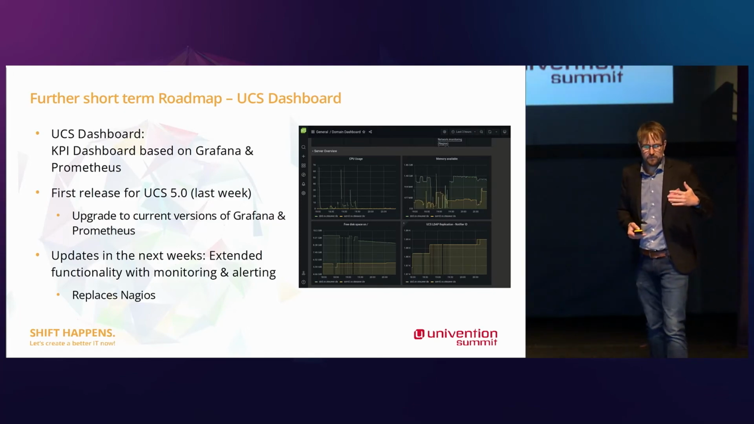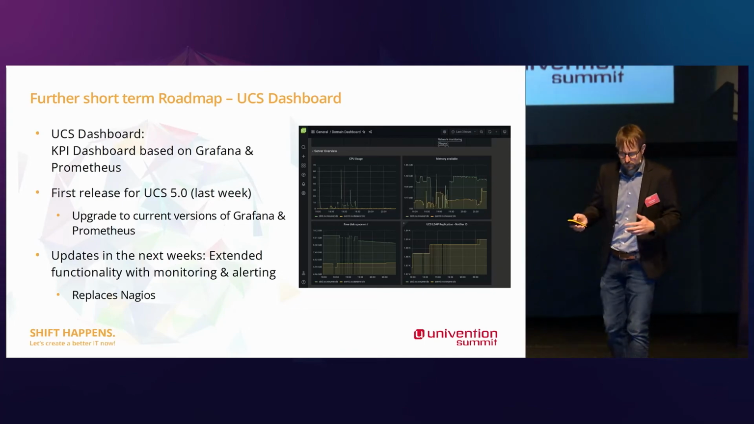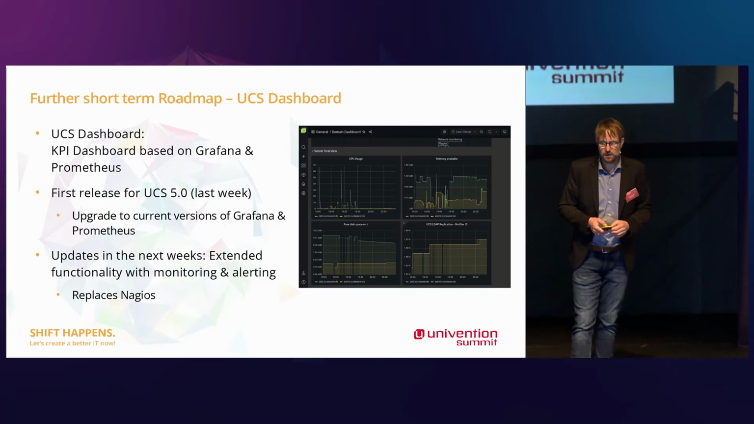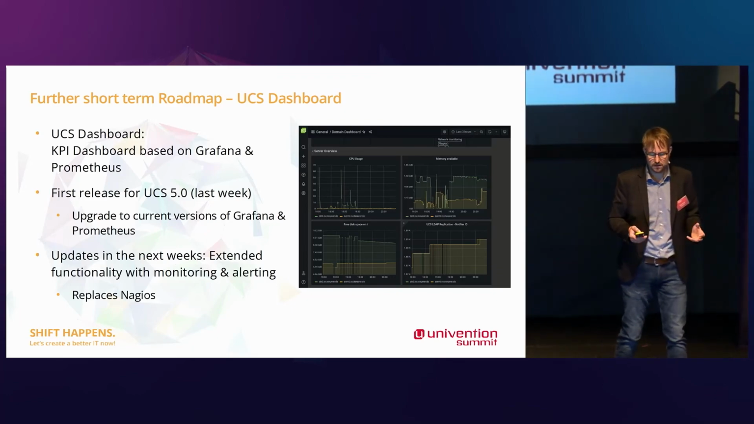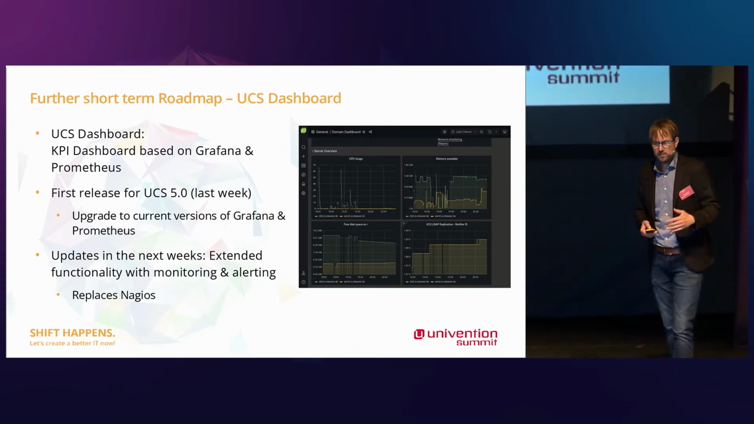So this had been pre-configured, and what is new since last week is that this app will now be available for UCS 5. And on the other hand, we have an upgrade of the versions of Grafana as well as Prometheus, and there's an automatic conversion of data that are stored in Prometheus, and then you have updated versions of the tools, and this will allow you to create your own dashboards.